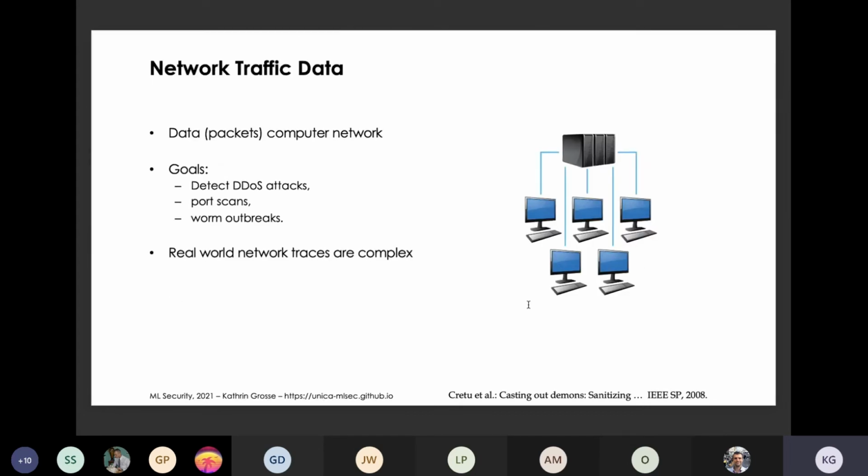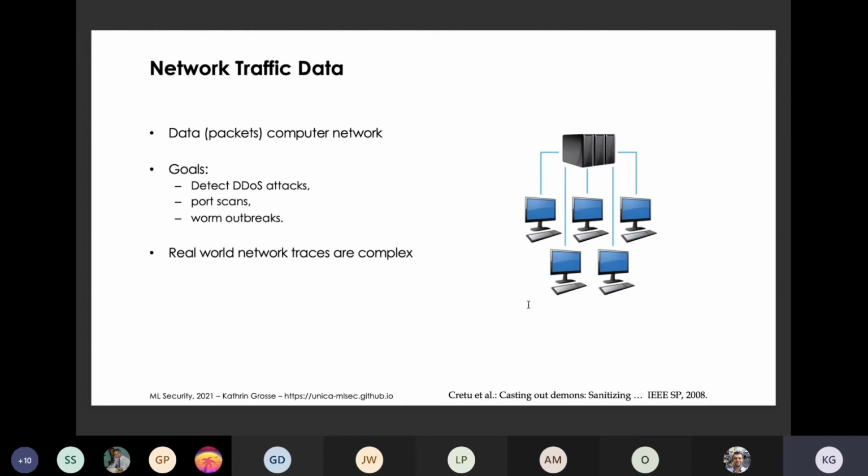Then let's discuss a little more about what network traffic data is. Essentially, this describes the data packets that are sent around in any computer network. It could be a university, it could be a company. Theoretically, it could be the internet, but that doesn't make so much sense. The goal, as I said earlier, is to detect malicious things going on, for example, a distributed DoS attack or a DoS attack, to detect port scans, or to detect worm outbreaks or any other malware that is affecting and visible at this scale.